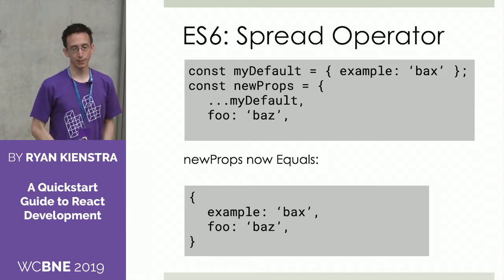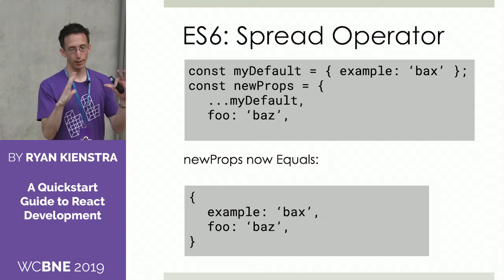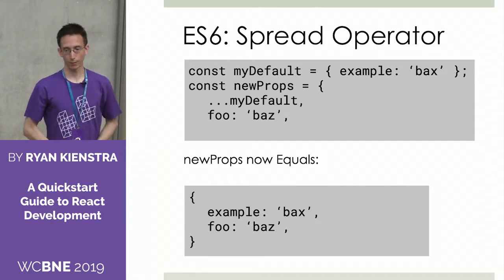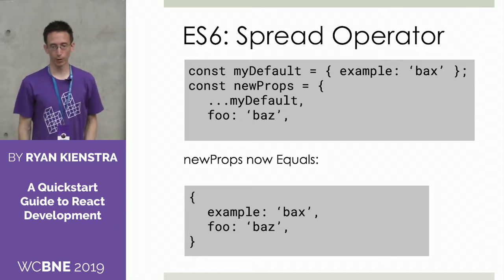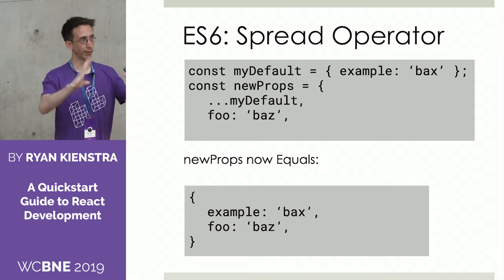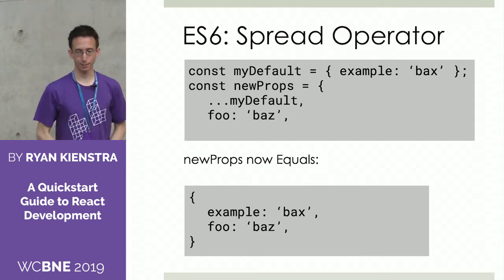And essentially it takes the contents of an object or array and strips them from that and puts them in another context. In this example on the third line with myDefault, it's not copying the contents of it within an object. It's not copying the actual object. It's just copying the contents.